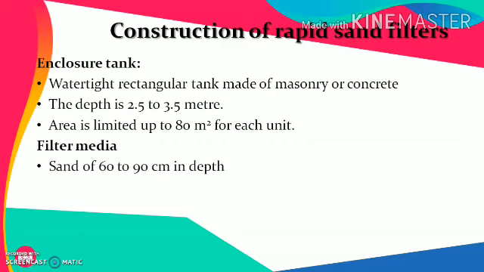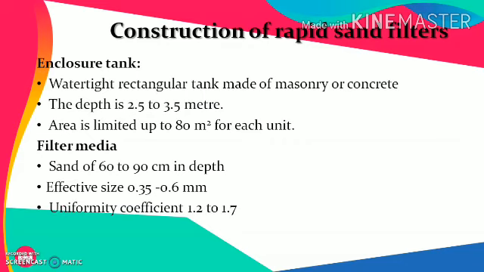The filter media. The filter media used for the rapid sand filter is sand. The depth of such filter media is limited from 60 to 90 centimeters. Generally, it is in a range of 70 to 75 centimeters. The effective size of such filter media is in a range of 0.35 to 0.6 mm, while the uniformity coefficient is limited to 1.2 to 1.7.